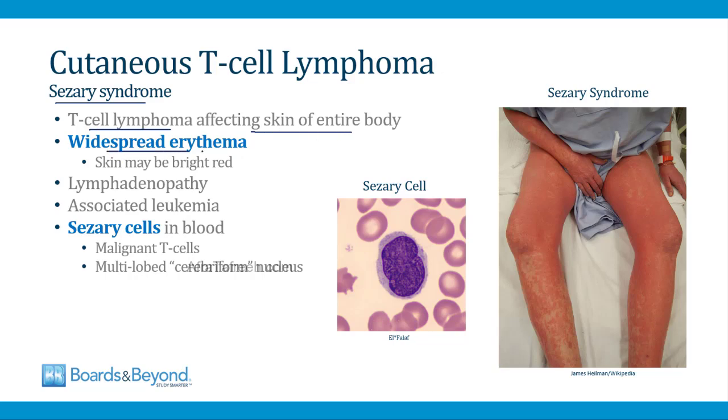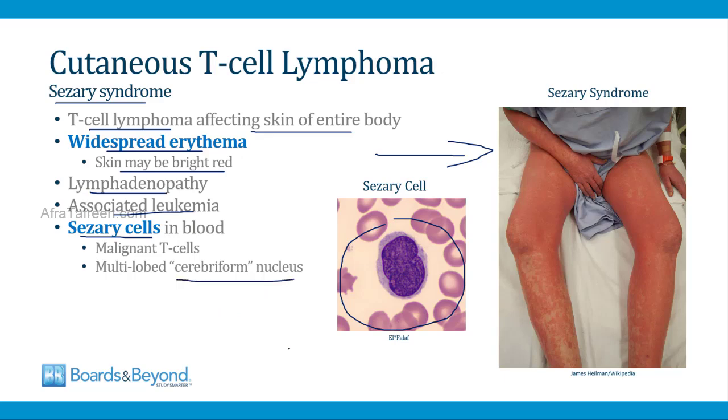So this can lead to widespread erythema. The skin can potentially become bright red. This is a picture of a man with Sézary syndrome on the slide here. These patients also develop lymphadenopathy and an associated leukemia with malignant T cells in the blood. The malignant T cells in the blood are called Sézary cells. This is a picture of what one looks like on the slide here. Because their nucleus looks like the brain, it's called a multilobed cerebriform nucleus. And you can also see T cells that look like this in the epidermis and upper dermis of patients who have mycosis fungoides. And that concludes our module on non-Hodgkin lymphoma.